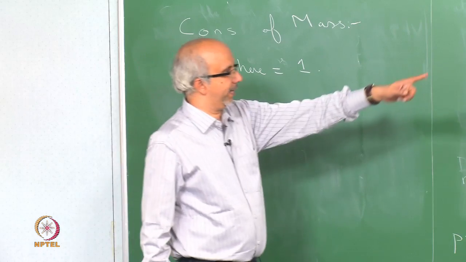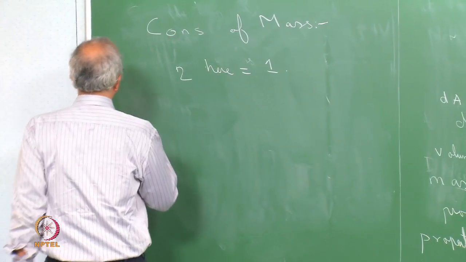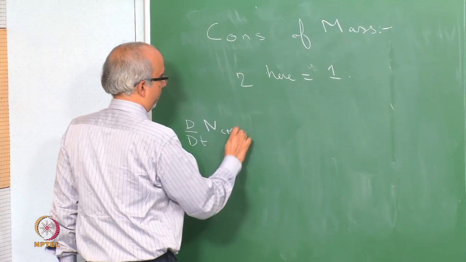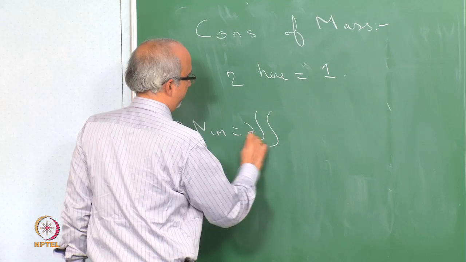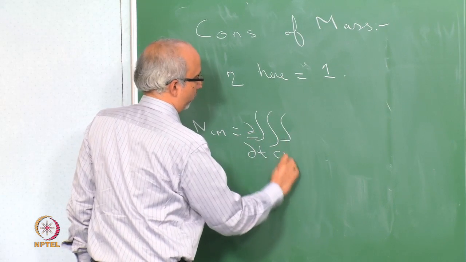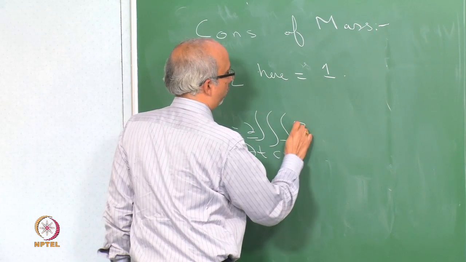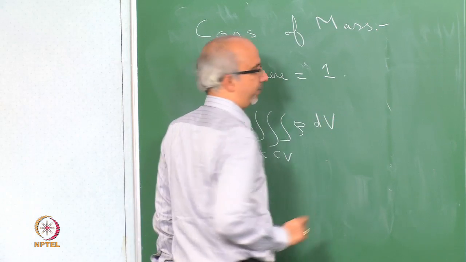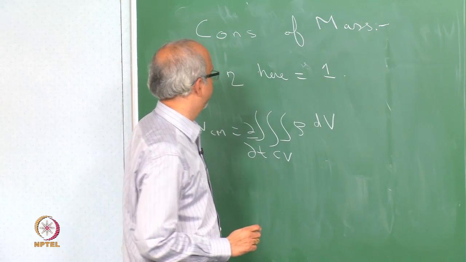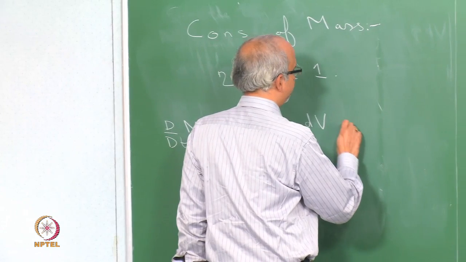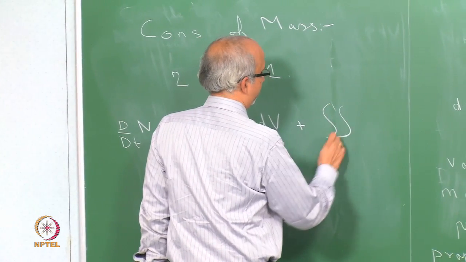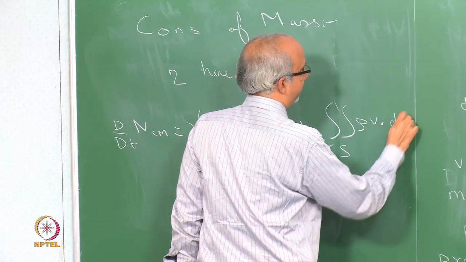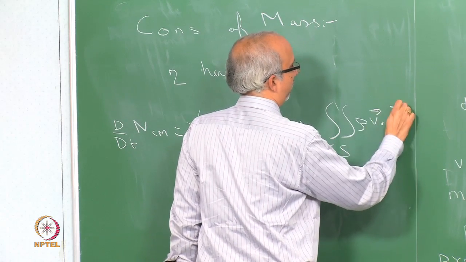So let us go back and write, somebody said 1, that is correct, the integral over the control volume of rho dV, plus the double integral over the control surface of rho v dot dA.